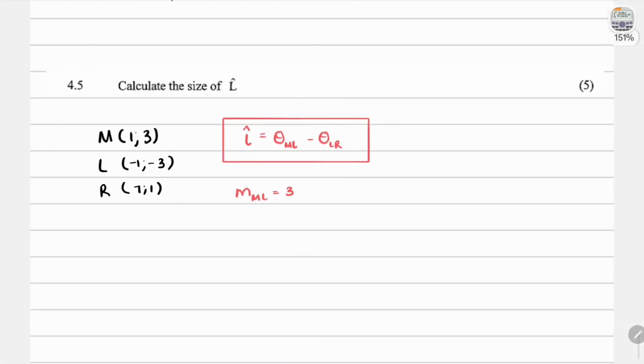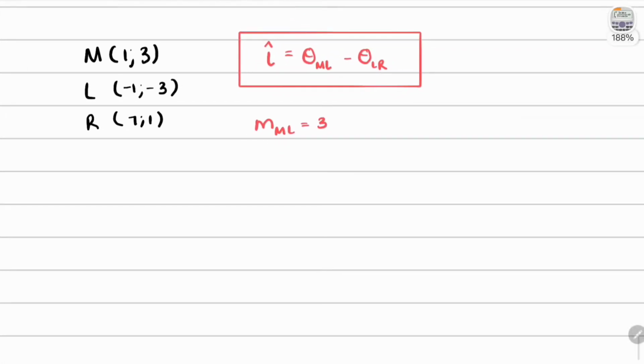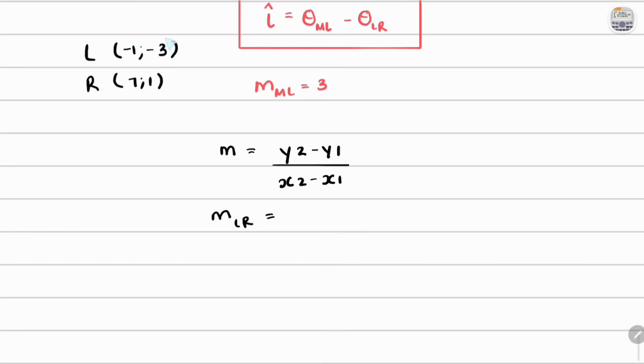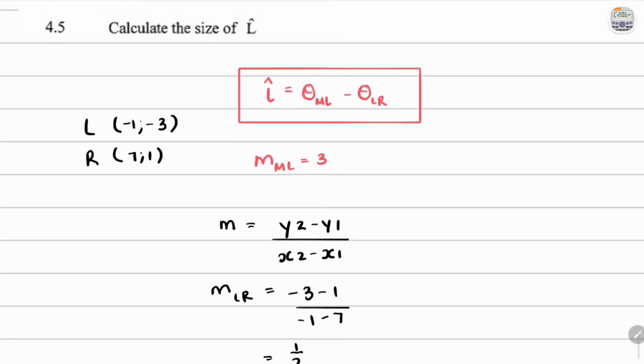Okay, let's find the gradient of LR. That's all we need to find. So we'll say y2 minus y1 over x2 minus x1. Okay, so we don't really need M. So we're looking for the gradient of LR, and this is equal to, we'll just say top minus bottom since the tops are negative. So that's negative 3 minus 1 all over negative 1 minus 7. Okay, and that's going to be negative 4 over negative 8, and you see that that would give us a half. Okay, so we know the gradients now.